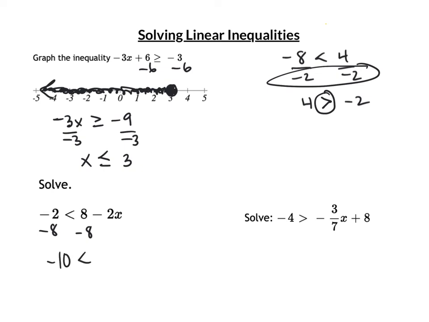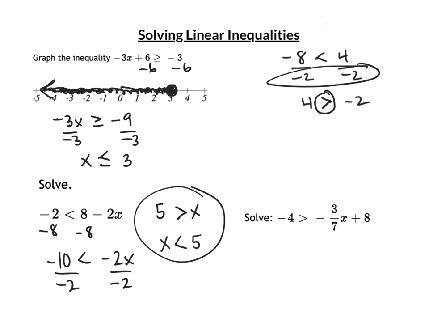-10 is less than -2x. I'll divide by -2. I divided by a negative. That's going to change the signs. The -2 up top becomes positive 1x. So I get x, and the sign gets flipped because I divided by a negative. X is less than 5. Notice the way I read that. I read it from the variable. X is less than 5. Those are the same thing.